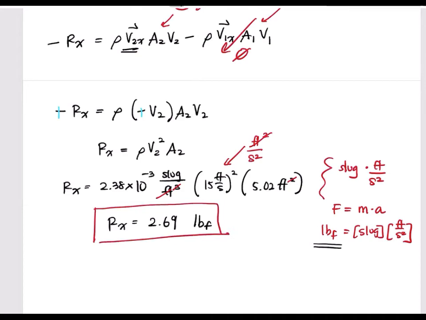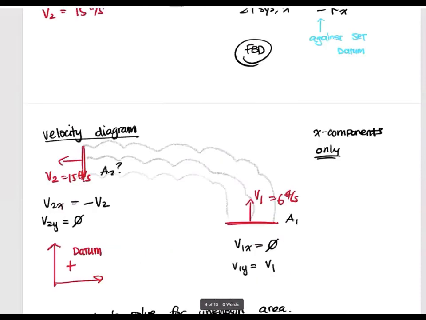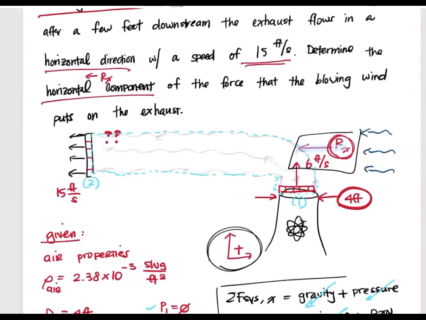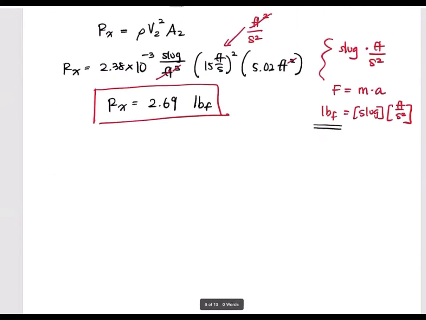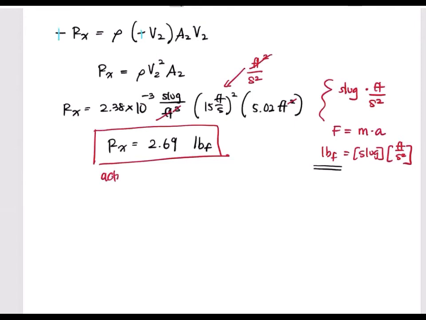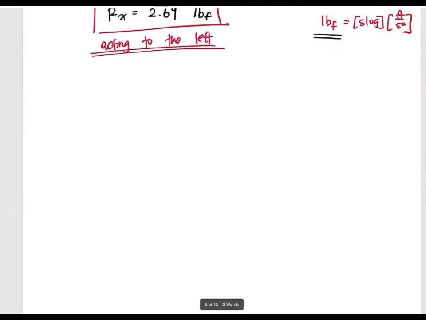Okay, and that is the resultant force acting onto the exhaust by the prevailing winds, and we have guessed the correct direction. So it is acting to the left. This is very important that you note this, right? Because we have to make sure you understand the direction. All right, let's do another example.